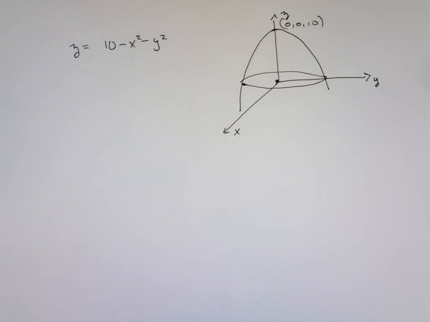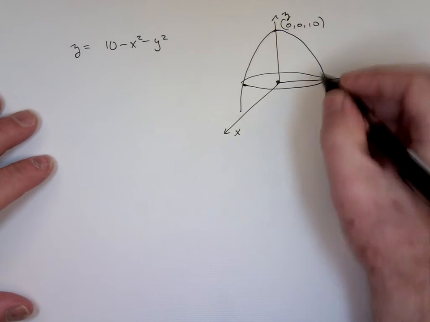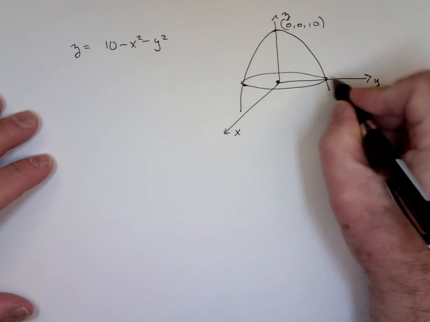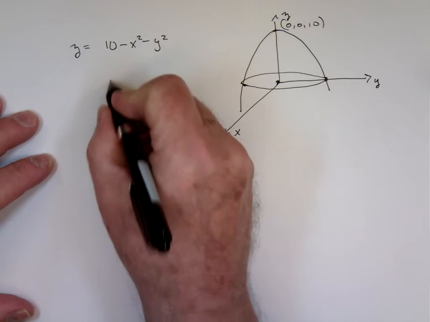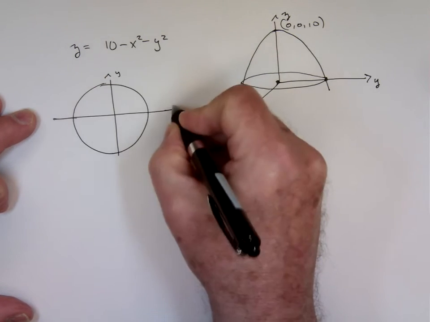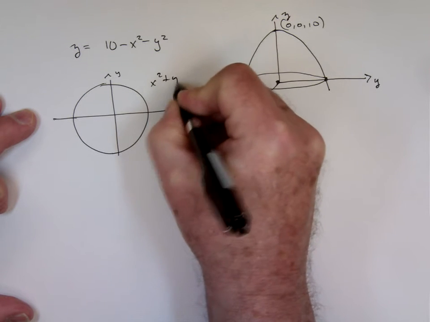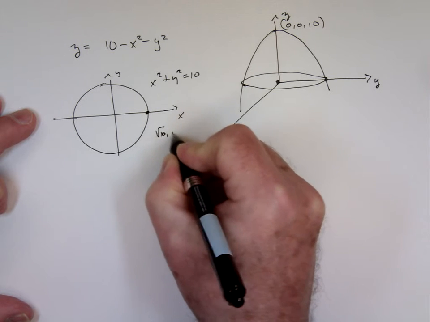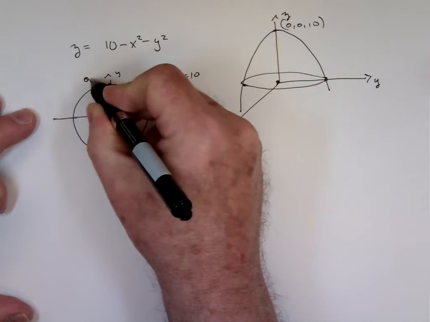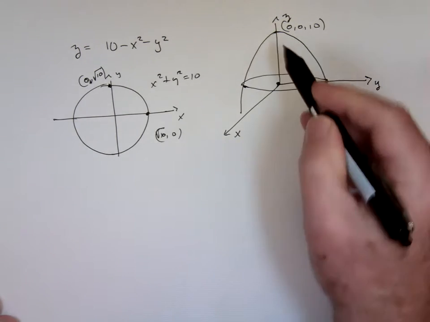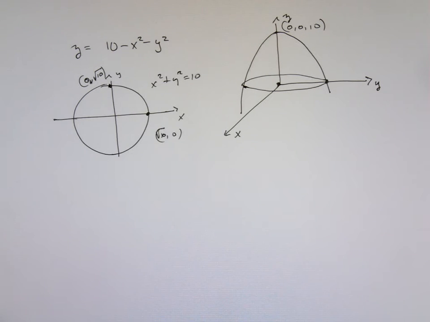Well, let's set it up as a double integral over our rectangular coordinate system, and let's see what we have here. First of all, when z is equal to 0, we get x squared plus y squared equals 10. So this circle in the xy plane is going to be x squared plus y squared equals 10. So this point here would be the square root of 10, 0, and 0, square root of 10. Okay? So we're going to take the volume underneath this surface over the circular region.